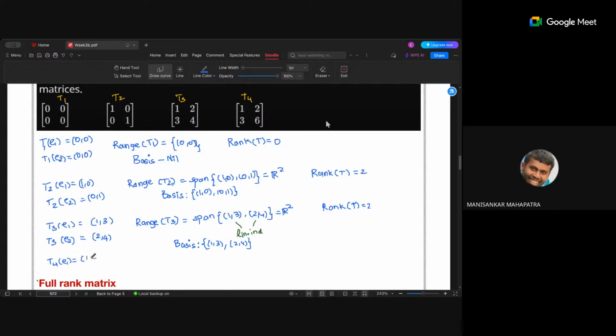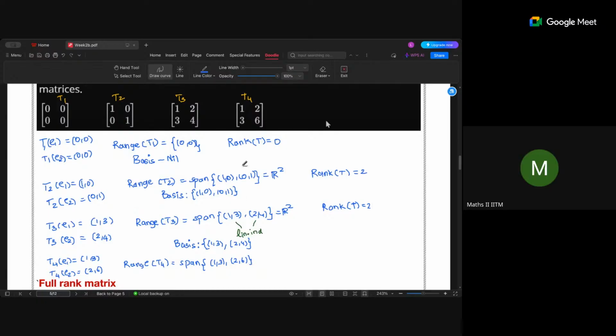So can you, 1 3, and what is 1 3 and 2 6? Yes. So now the range is the span of 1 comma 3 and 2 comma 6. Is the range of a line? Yes. So it is the span of 1 comma 3 and 2 comma 6.